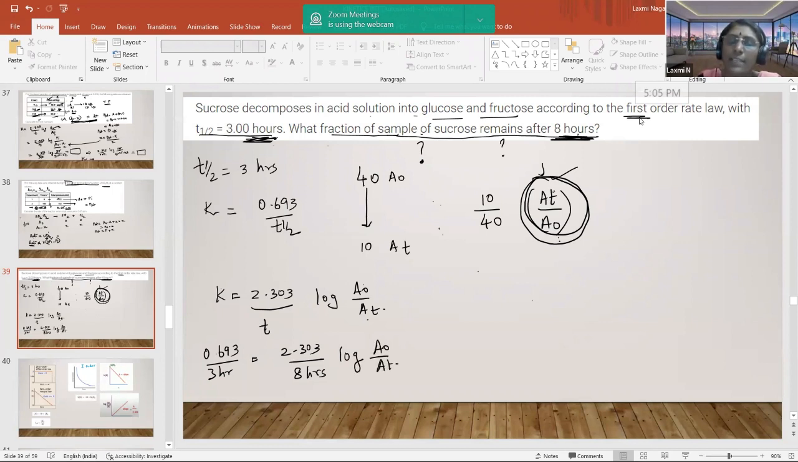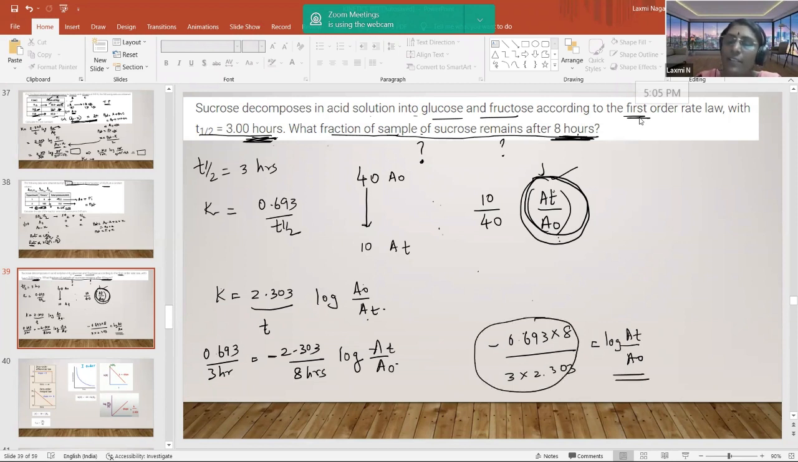So now you can isolate this, right? If you are going to invert this, if I put a negative sign here, can I write it as a t by a naught? Yes, ma'am. a t by a naught. And now isolate all of this. So it is going to be minus 0.693 into 8 by 3 into 2.303 will be log of a t by a naught. And now there is no difficulty.